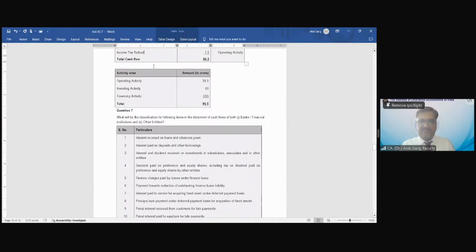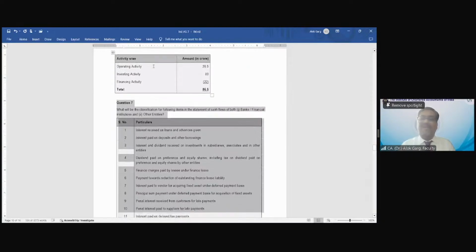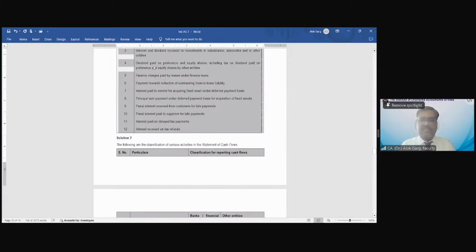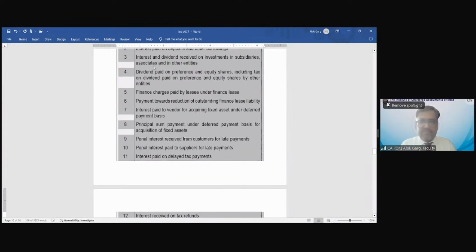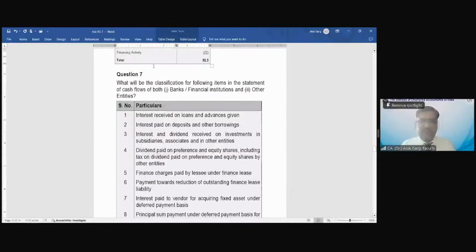Question number 7. And then I'll come to solve one practical question also. Question number 7, guys. I hope question number 7 is visible to everyone. Yes, sir. What will be the classification for the following item in the statement of cash flows of both banks or financial institutions and other entities?